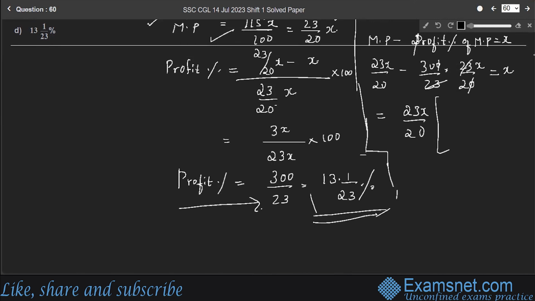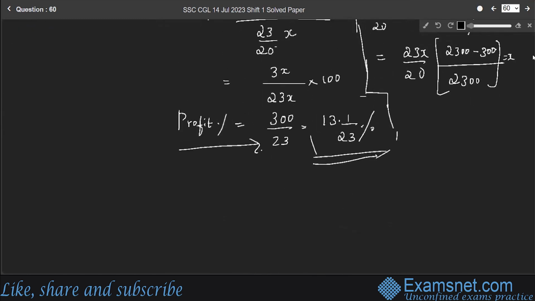Here, since it is a percentage, it should be divided by 100, right? So 2300 minus 300 divided by 2300 should be equal to x. So consider the LHS part. LHS part, here 23x by 20 into 2000 by 2300. Easily you can simplify. 2 zeros you can cancel, one more 0, 23 and 23, 2 and 2 will get cancelled. Therefore, LHS is equal to RHS.